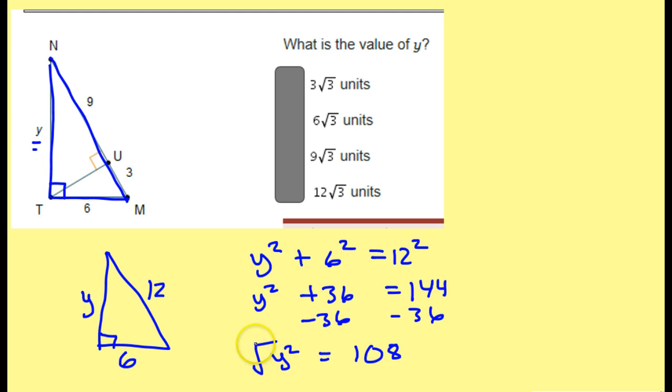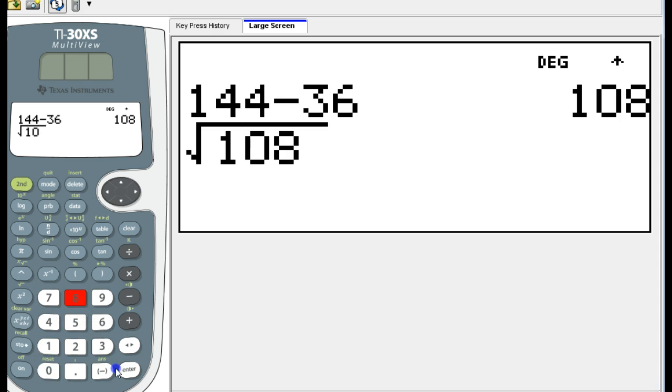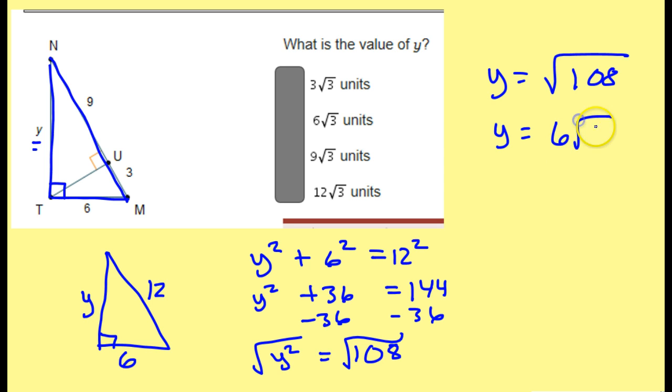Then of course we need to take the square root of both sides. So it's just a matter of what's the square root of 108. And that's 6 radical 3. So this should be the answer right here. And there you go.